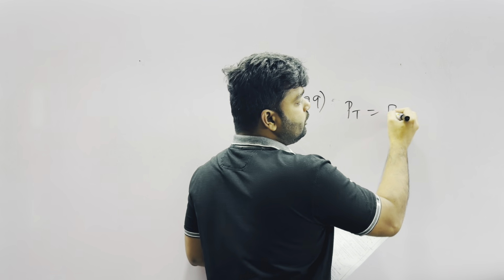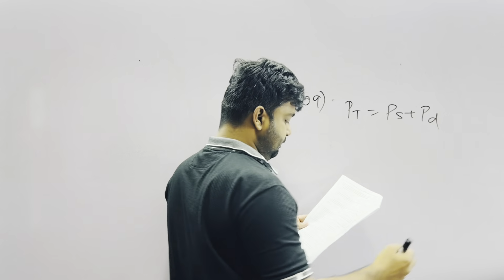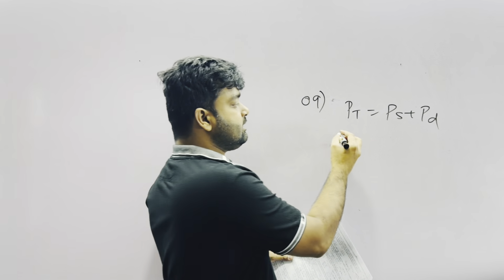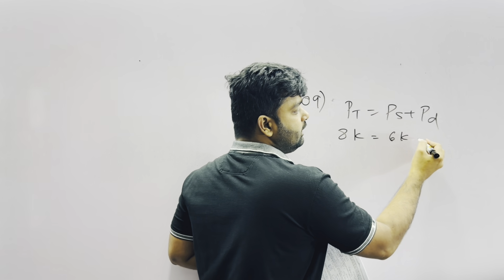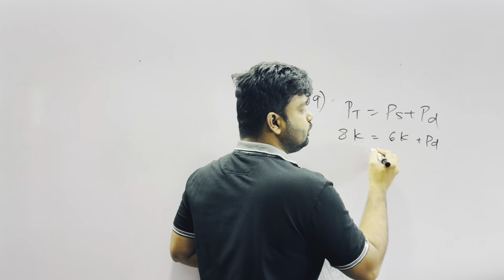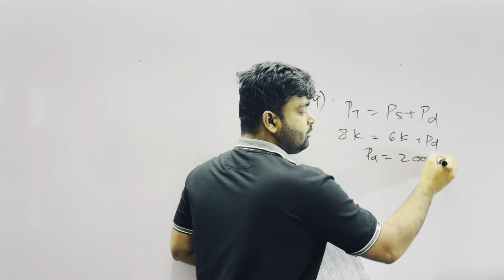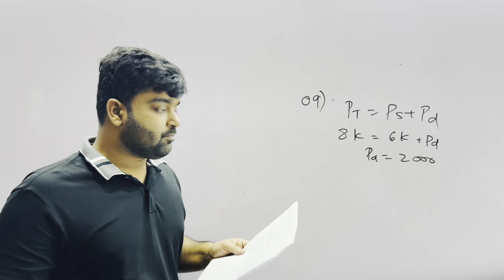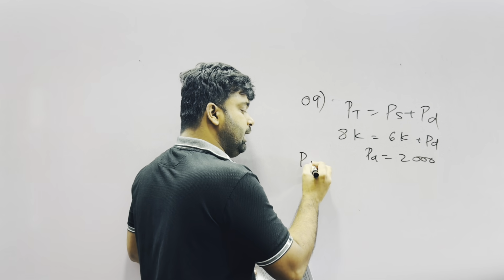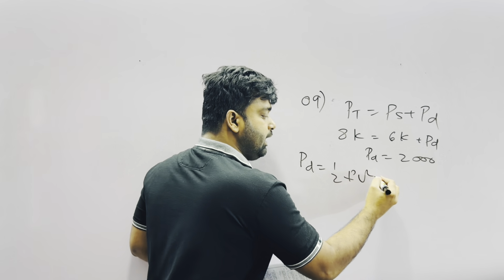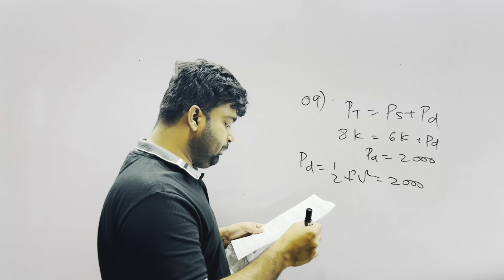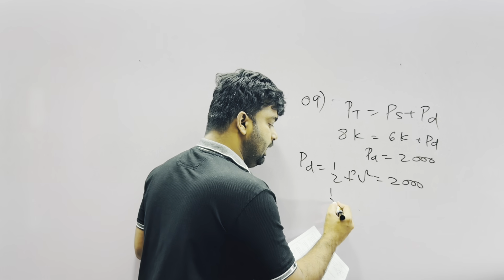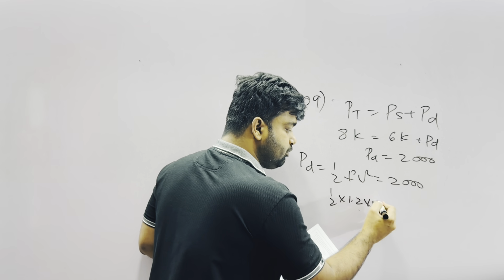Total pressure is equal to the sum of static pressure and dynamic pressure. The total pressure is given as 8,000. Static pressure is given as 6,000. Therefore, dynamic pressure is equal to 2,000. We know the equation for dynamic pressure, half rho v square, is given as 2,000. The density is 1.2 into 10 to the power of 3. Therefore, half into 1.2 into 10 to the power of 3.